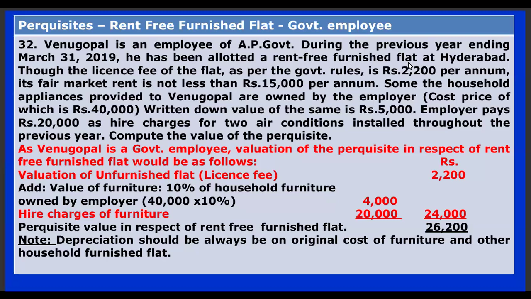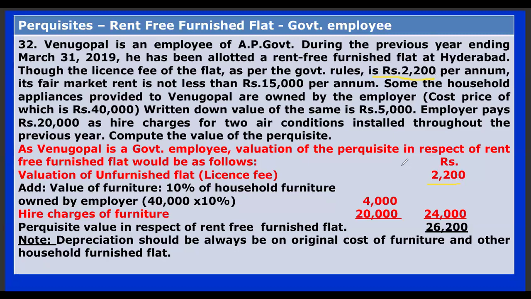So let's talk about it again. He has a flat with a license fee of 2,200. Now the fair market value was 15,000 per month, but we ignore fair market value. We always talk about the benefit he has taken. So what we have done, we first find out the benefit he has received, which is 2,200. So the price will be the same.